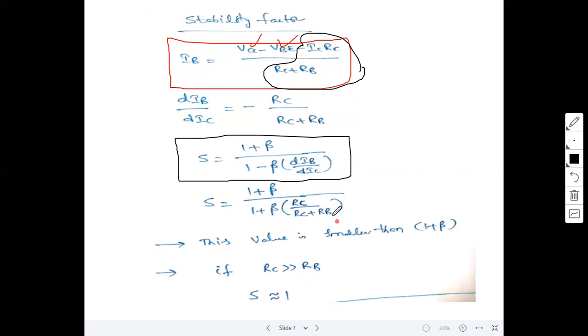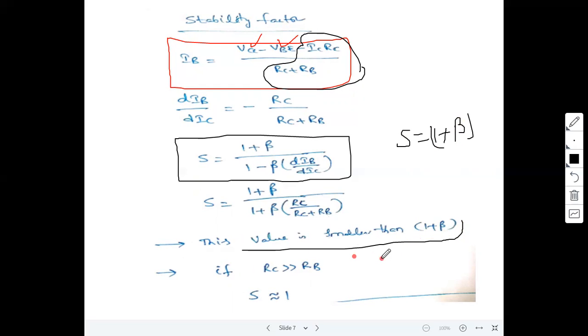Now, if you substitute all values, this value is smaller than 1 plus beta. Why? Because in fixed bias, what is in fixed bias? S is equal to 1 plus beta in fixed bias, right? So now when we substitute all this value, why? Because here observe the denominator, 1 plus beta times RC by RC plus RB. Definitely this value is less than 1 plus beta.